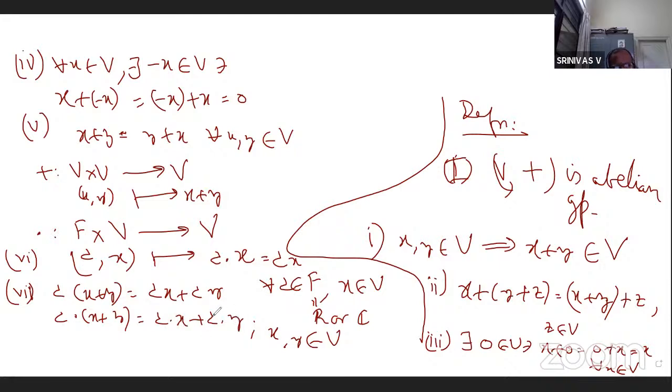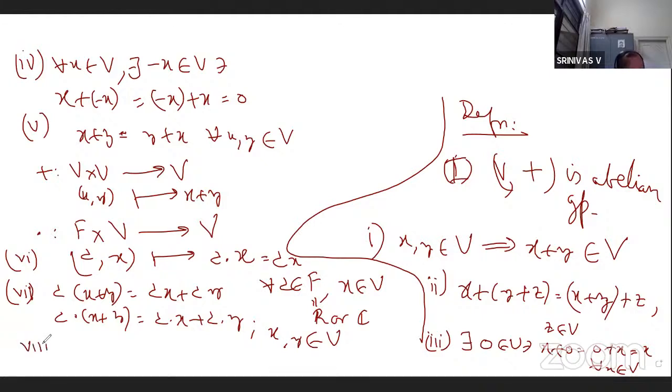In V, we can add any two vectors, so this is vector addition. This also means that this scalar multiplication is distributive over vector addition. It is called the distributivity of scalar multiplication over vector addition. This should be true for each and every x and y coming from V and each scalar c coming from the scalar field.